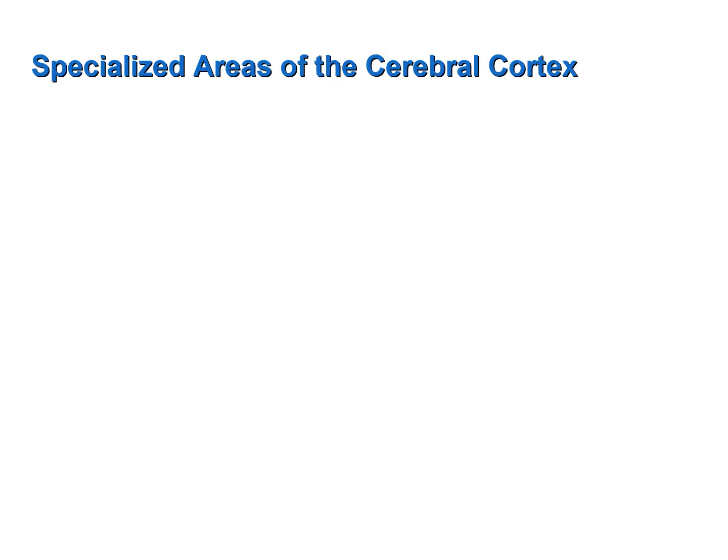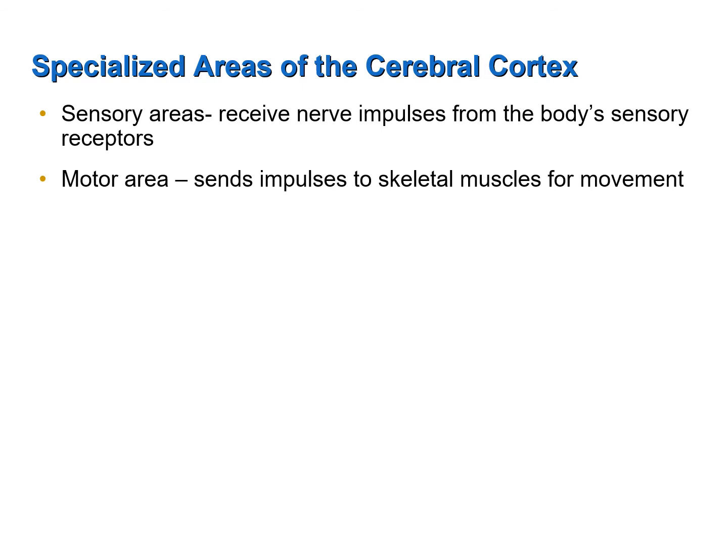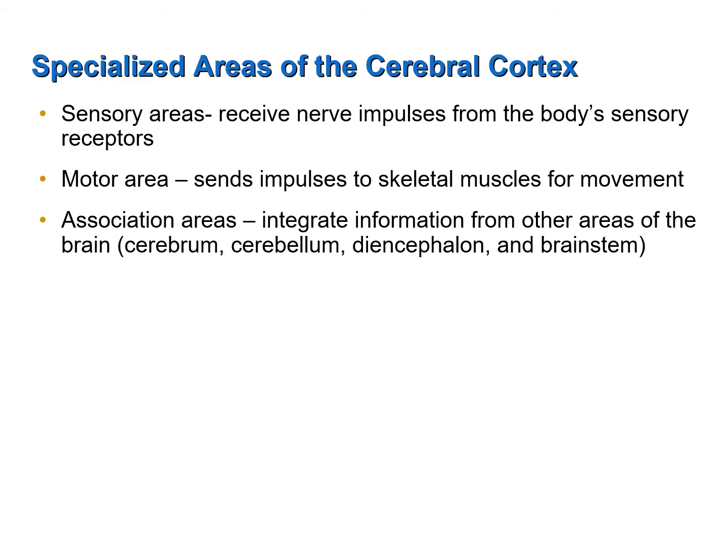To accomplish these functions, the cerebral cortex has three main types of areas that perform a special type of activity. Sensory areas receive nerve impulses from the body's sensory receptors. Motor areas send impulses to skeletal muscles for movement. And association areas integrate information from other areas of the brain, including other areas of the cerebrum, as well as the cerebellum, diencephalon, and brainstem.